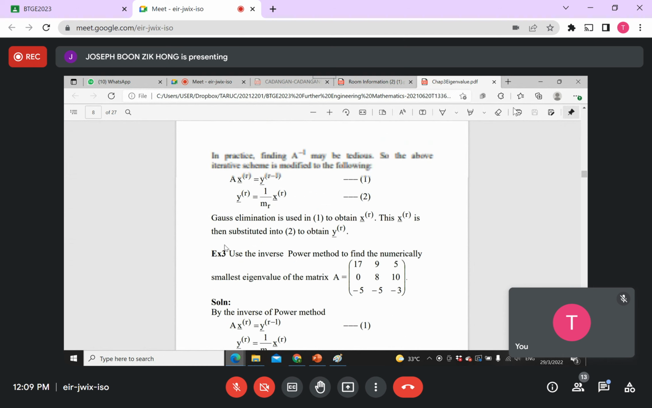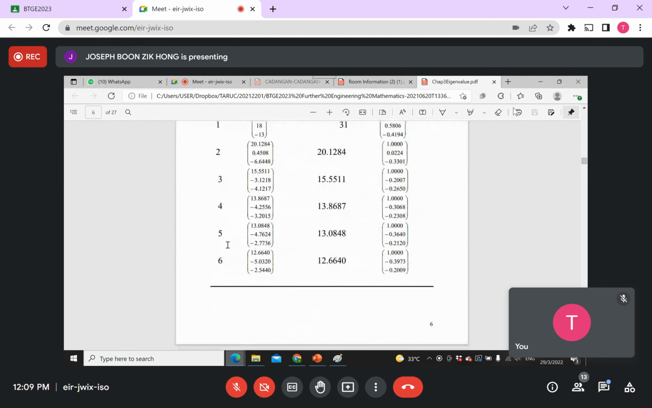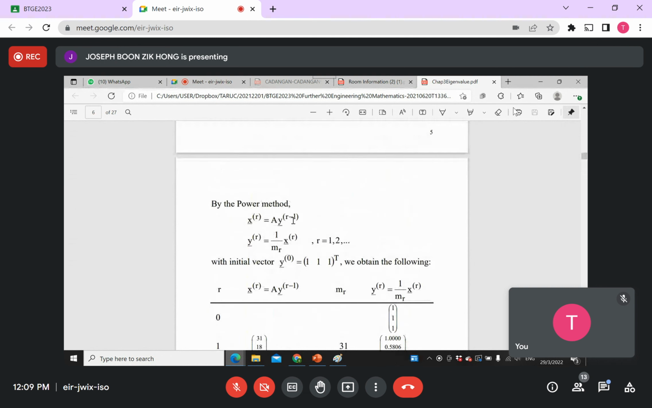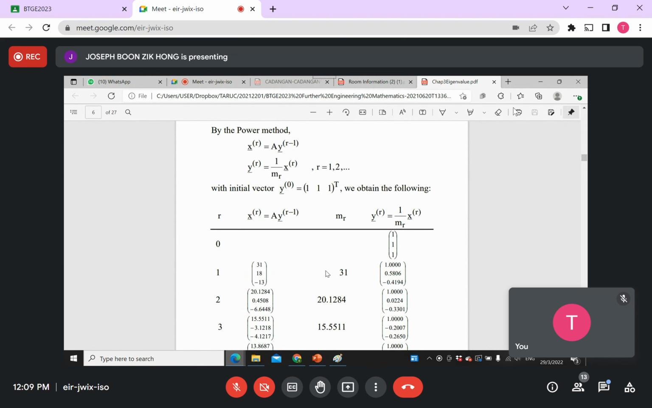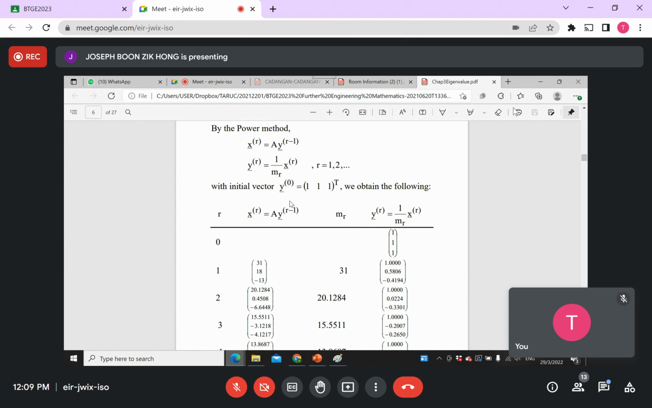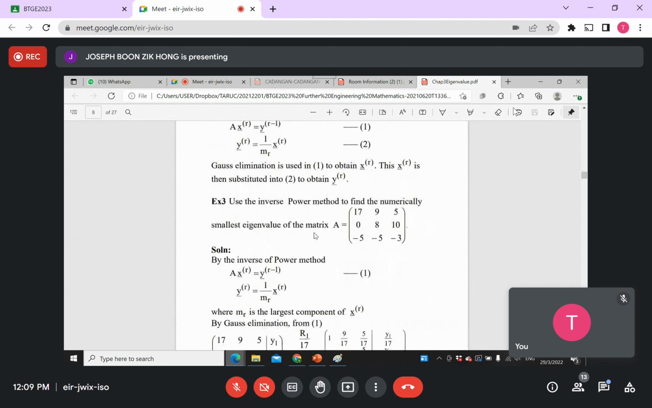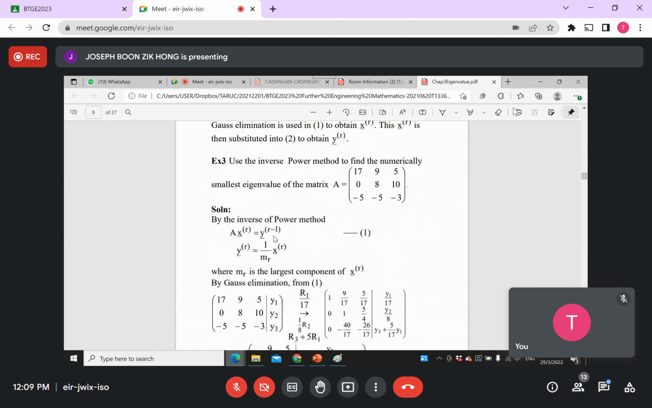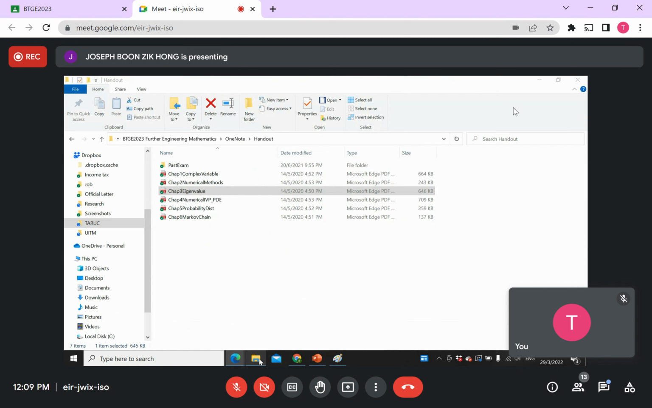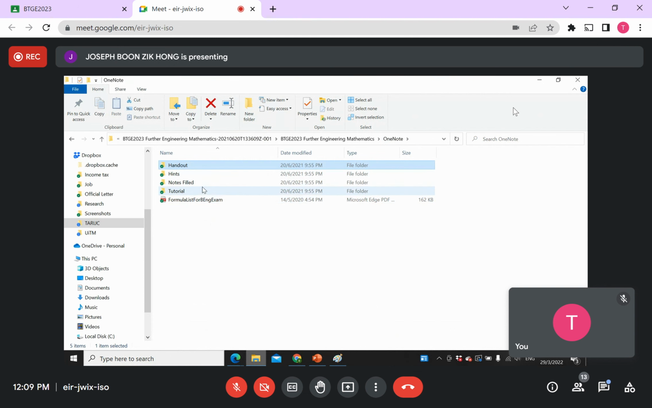We compare again. Just now x is equal to ay, and then y is 1 over mr times xr. That means everything is divided by this number, then you have this one here. Now your yr minus 1 will be axr, and then yr will be 1 over mr xr. Before that, maybe we will try the power method first rather than the inverse power method.